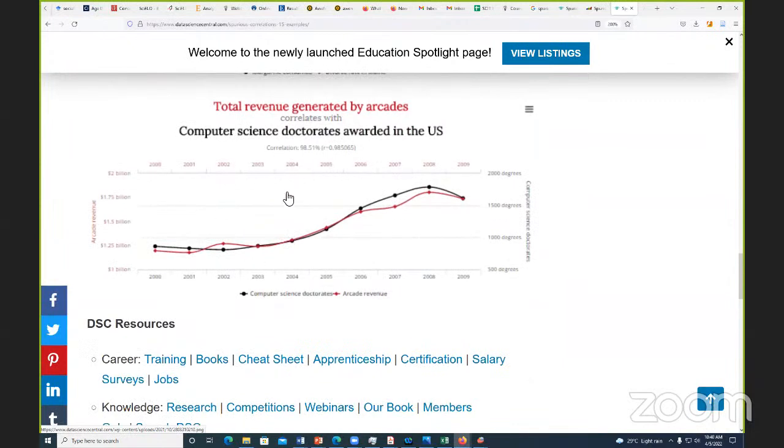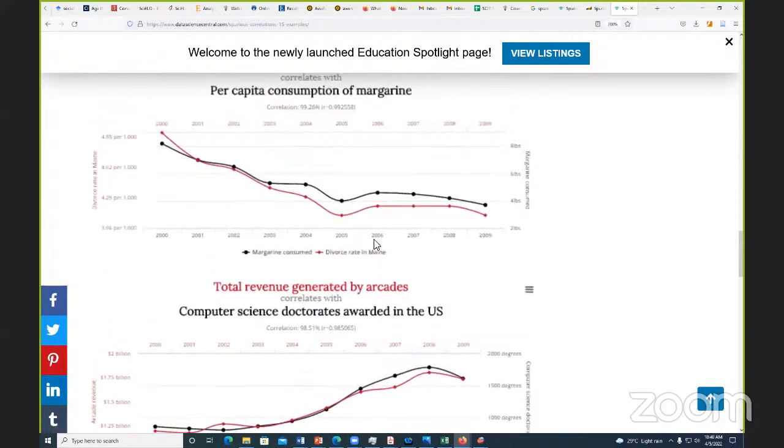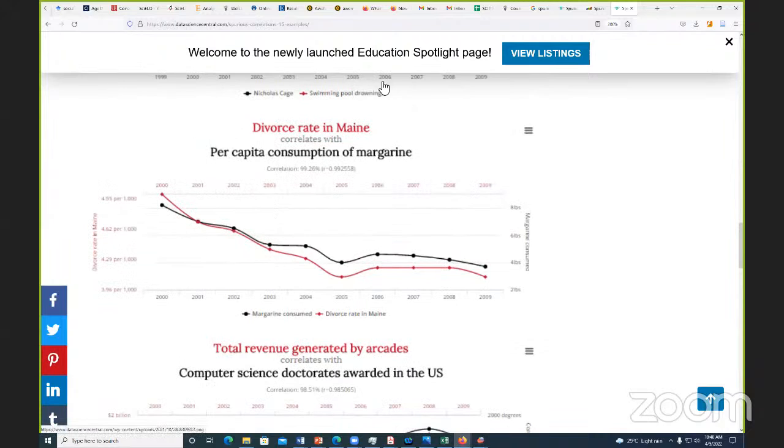This is the only one that to me seems semi-plausible, although maybe not. The doctorate in computer science apparently is correlated to the revenue generated by arcade games. It also seems curious, but my joke is, I wonder if the people who are graduating were the ones writing the arcade games and then they were making more money. But you can see that this is real data. So you can see that just because there's a correlation doesn't mean that it's due to a causal relationship. Everybody gets that?